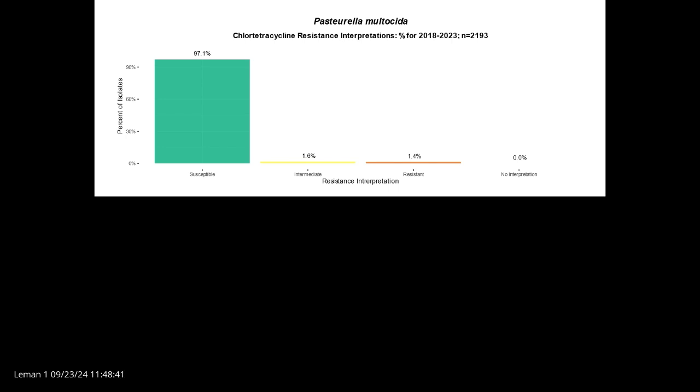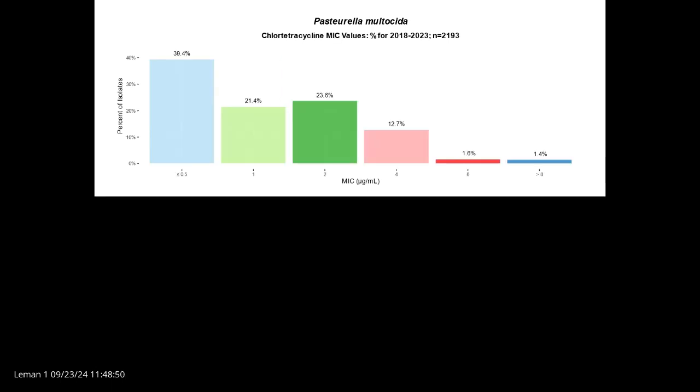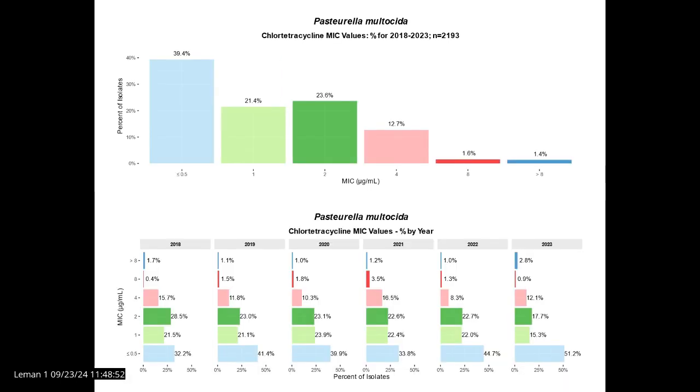Chlortetracycline is also labeled, and so this has high susceptibility here, 97%. That's stable across these 6 years that we're looking at, so no real changes there. You'll notice that there is a bit of a gradient as far as the minimum inhibitory concentration for these bugs, but they do tend to have the bulk of them at that 2 or less when we look at the MIC concentrations.